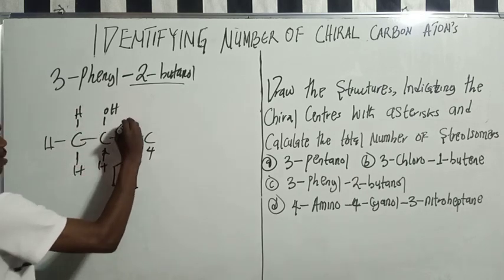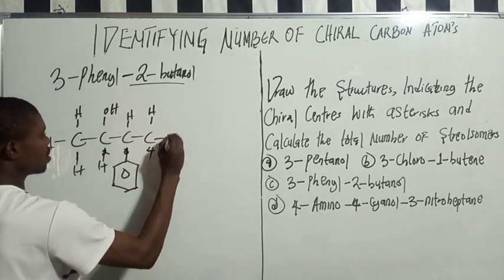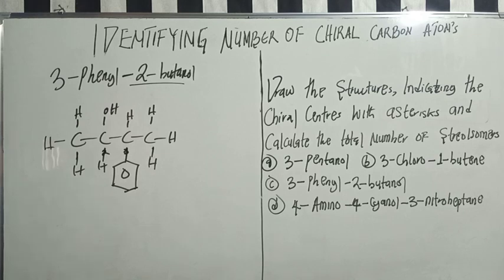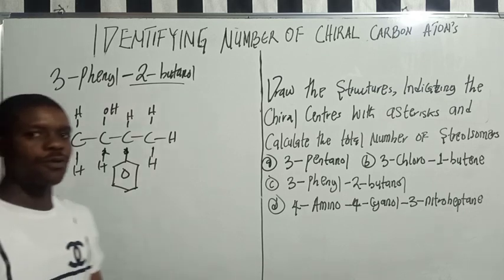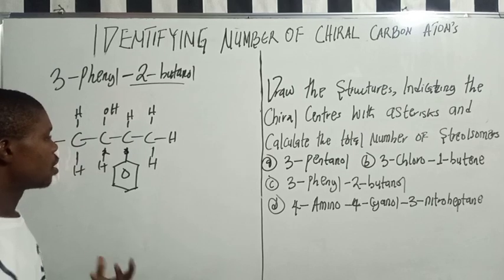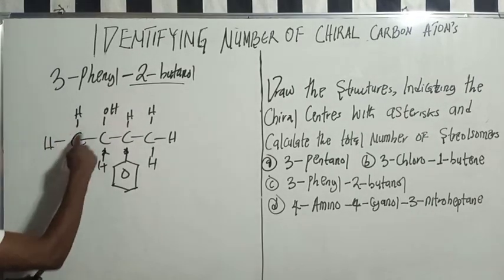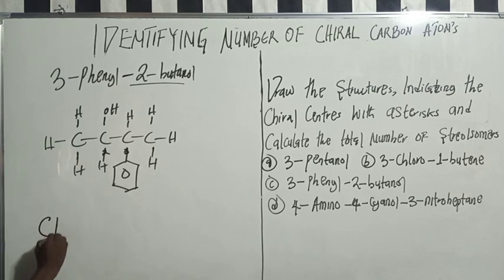Here we have hydrogen, hydrogen, hydrogen, hydrogen, and hydrogen. Do you get that? So it means that let's figure out the numbers of possible stereoisomers. Now let's figure out the numbers of chiral centers this possesses. Now this cannot be a stereoisomer, so we're going to do CH.